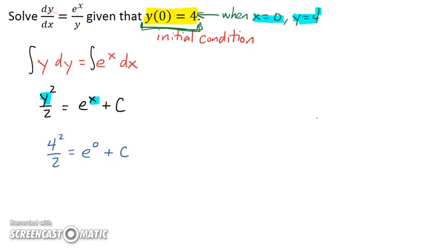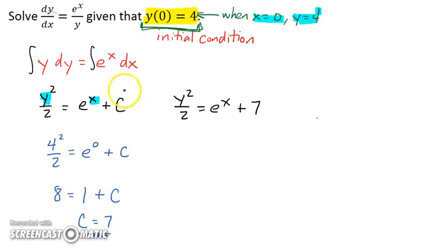And what I should be able to do is solve that equation now for c to get a specific value for the constant. 4 squared is 16. 16 divided by 2 is 8. E to the 0th is 1. So I think c, my specific constant I'm looking for here, is 7. Okay. So what I need to do now is to go back to this step here where I plugged in those values, and I need to tell you what c is. E to the x plus 7, right, because it's c.